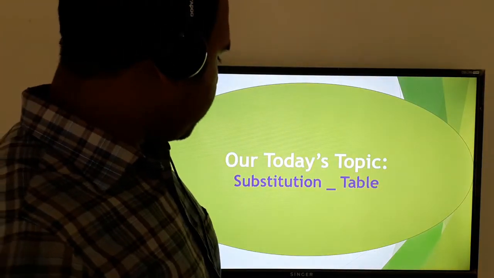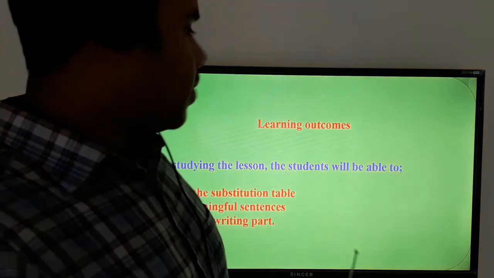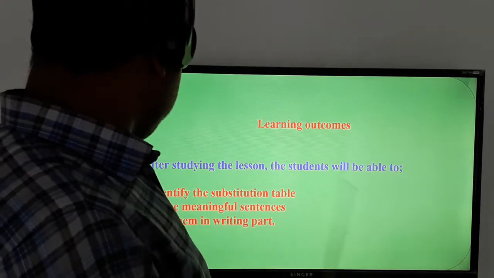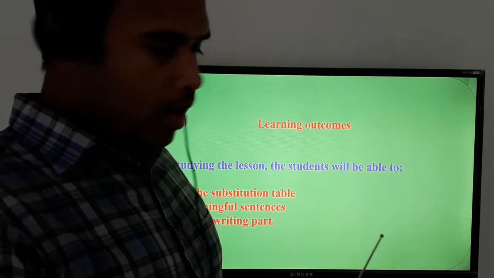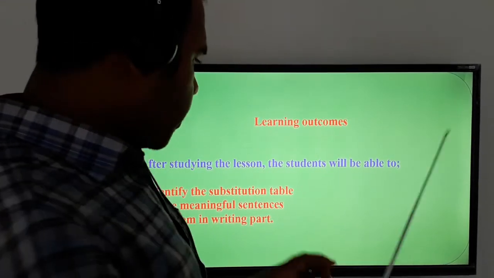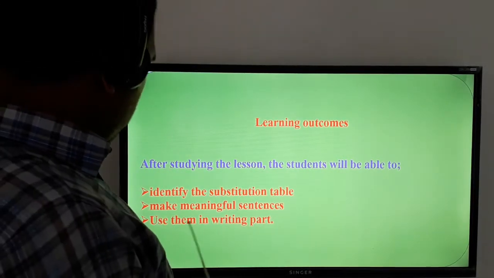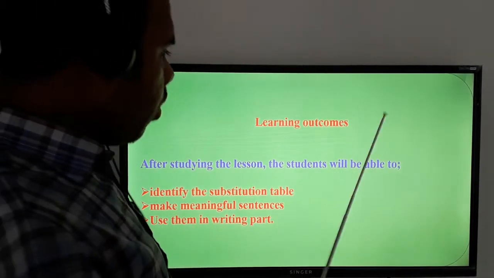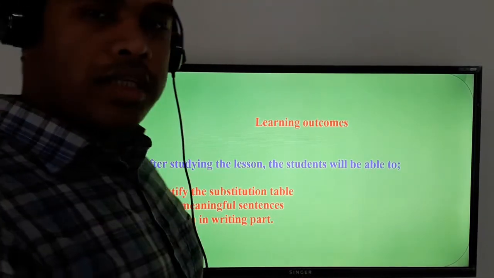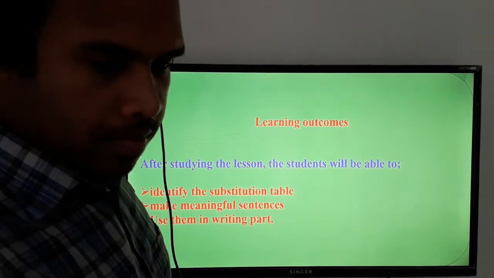My today's topic is substitution table, and in this lesson we have some outcomes also. At the end of the lesson, you will be able to identify the substitution table, and you will be able to make meaningful sentences from the table. Number 3, you can use them in the writing part. If you know how to make sentences, then you can use them in your composition part, in your writing sections. So these are the outcomes of my today's class.